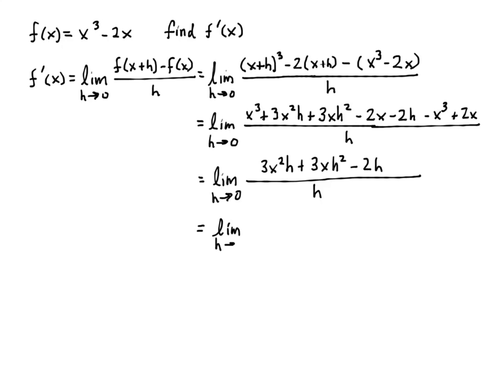So if I factor out an h, then I'm just going to get this particular polynomial here. So I'm going to calculate the limit as h goes to 0, and all I'm going to end up with, because that middle term is going to go to 0, is my derivative is going to be 3x squared minus 2.